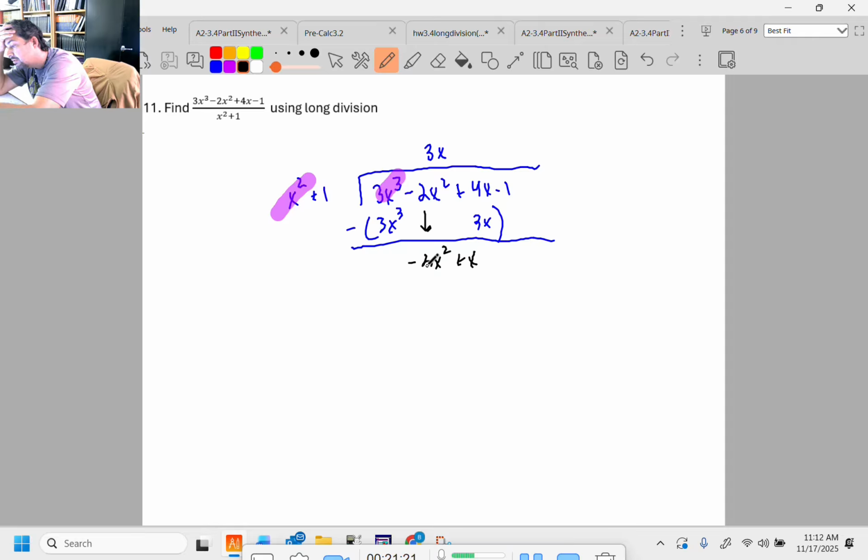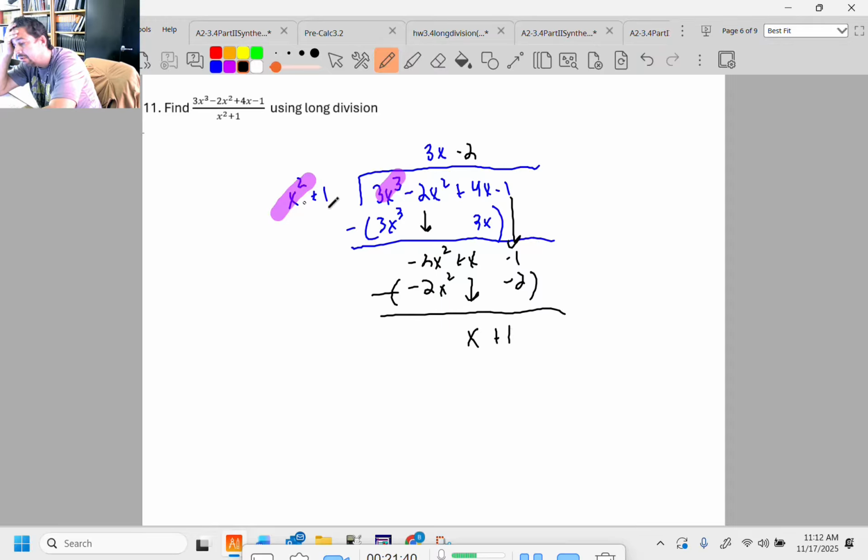Now to turn an x squared into a negative 2x squared, I need a negative 2. Negative 2x squared minus 2. I also need to bring this guy down. Right before I subtract, the x squareds cancel. I'm left with an x. Negative 1 minus a negative 2 is positive 1. And you're not going to be able to turn x squared into x using positive exponents. So this is my remainder. I have x plus 1 pieces of x squared plus 1. Bam! Done.